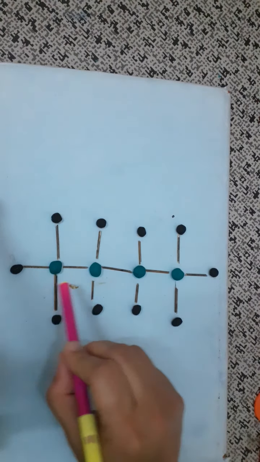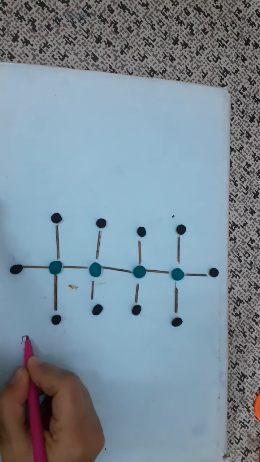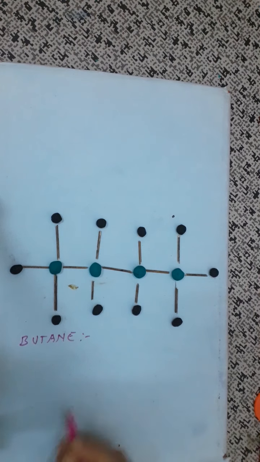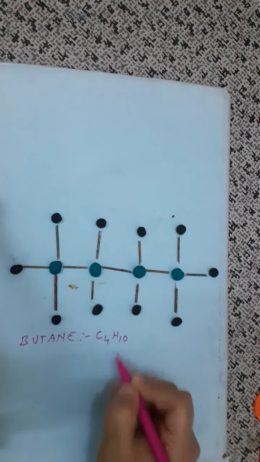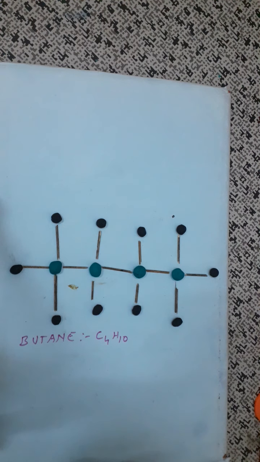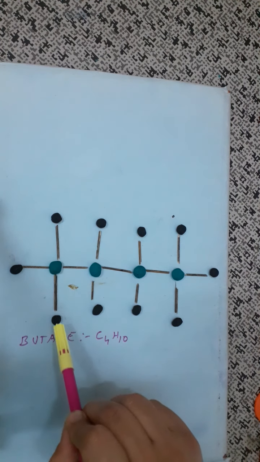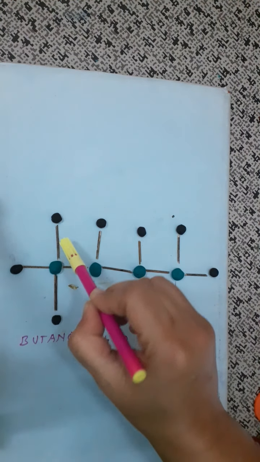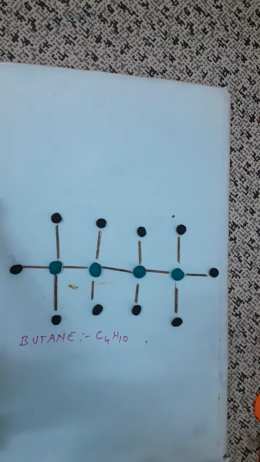So what is the name of this hydrocarbon, children? Yes, butane. You have all learned this. And what is its formula? Its formula is C4H10. In this model, I have represented the carbon atom with a green ball and the hydrogen atoms with a black ball, and these are linked by small stick pieces which act like a bond. Am I clear, children?